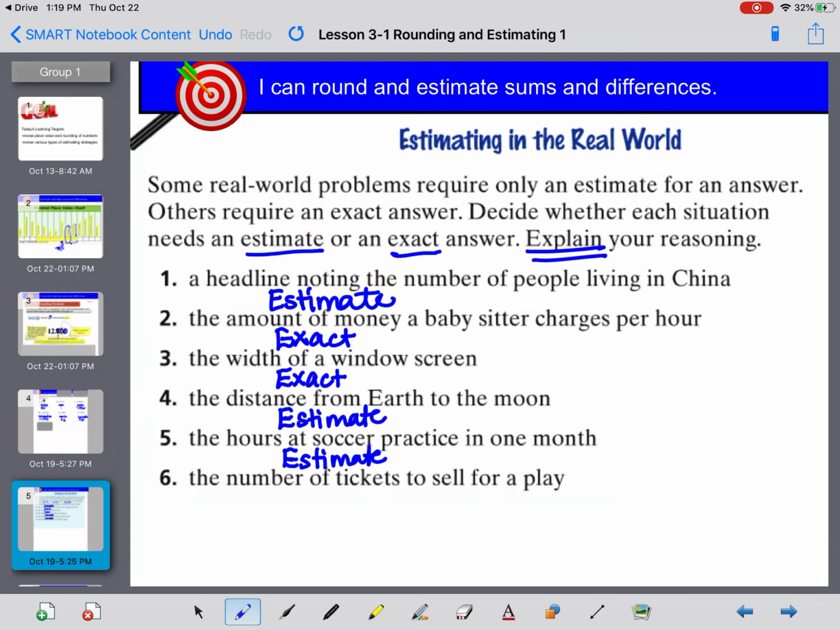Number 6, the number of tickets to sell for a play. Because the number of tickets corresponds to the number of seats, you would want that to be the exact amount because you don't want to sell a ticket for a seat that doesn't exist. That wouldn't make your patrons very happy.